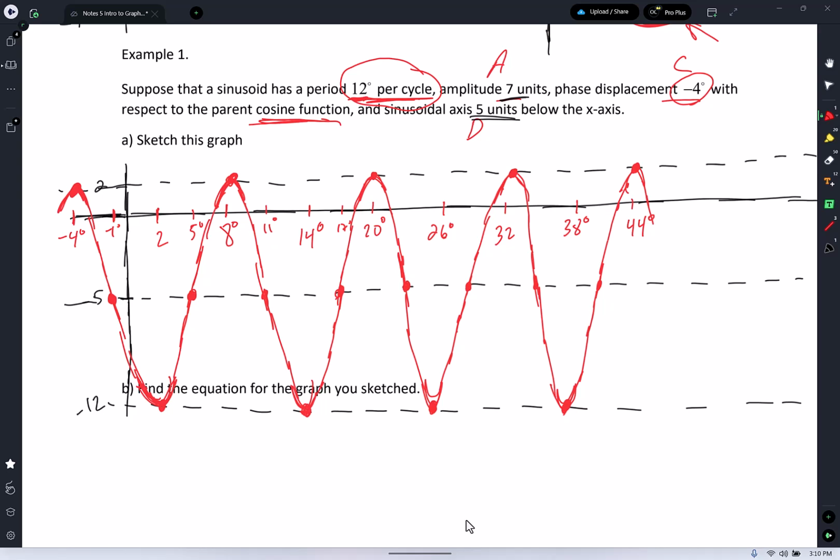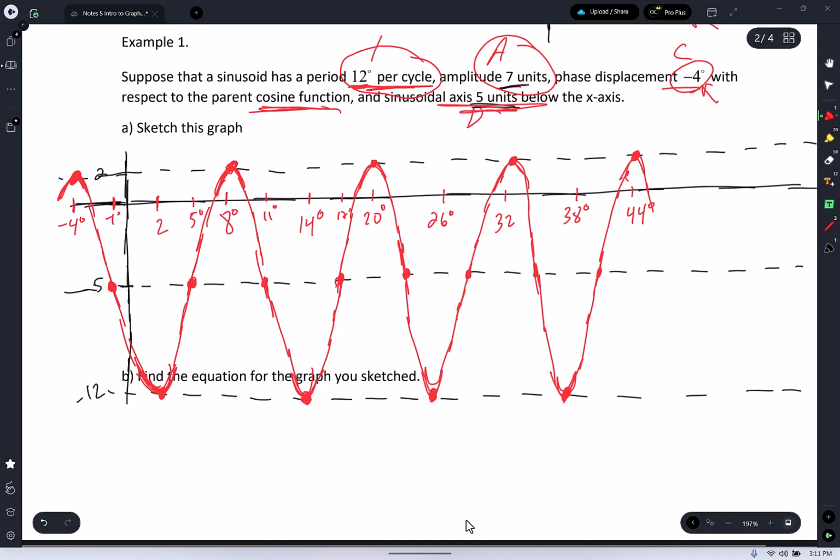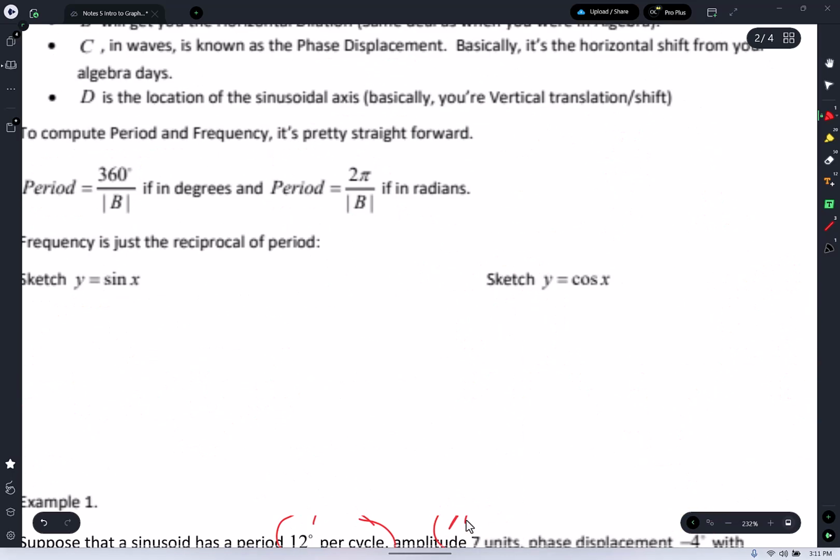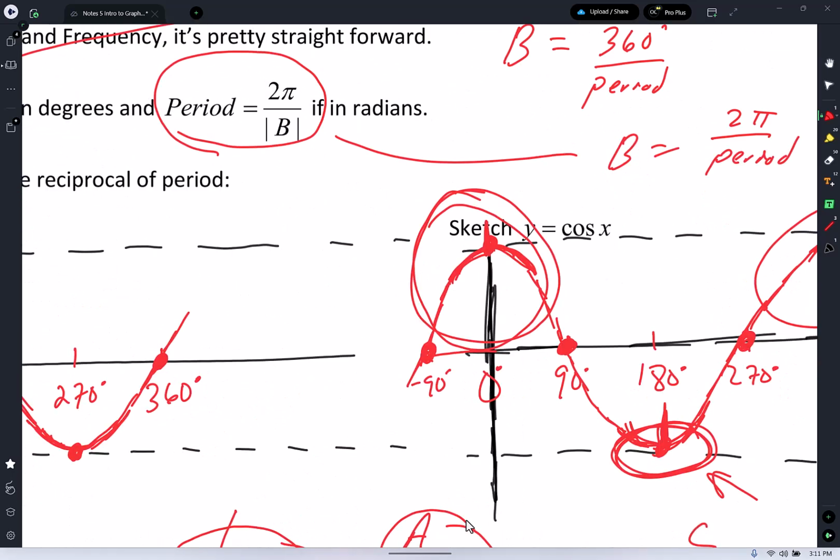They told me all of those. They told me where my midpoint was, the 5 units below. And then I found the maximum by going -5 plus 7, because they told me my amplitude right here. So I went from the middle up 7, and from the middle down 7. The 12 degrees is the cycle, so it repeats every 12 degrees. And the -4 was a shift from the y-axis, 4 to the left. Yeah, because cosine was already right on the y-axis, so I had to go 4 degrees to the left of that.